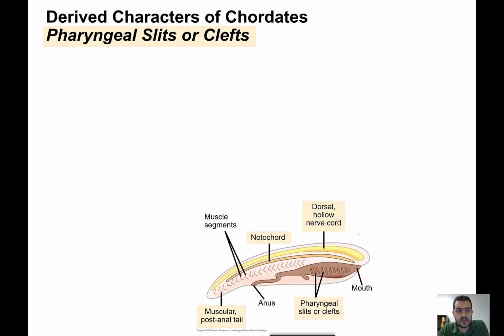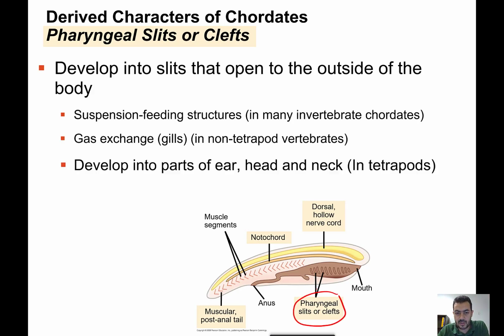The third characteristic is the presence of pharyngeal slits or clefts. We are talking about these slits or clefts, and they open to the outside of the body. As we said, they connect between the mouth and the anus. They are part of the digestive tube, and these pharyngeal slits provide an opening from the digestive tube to the outside of the body. There are three possible roles for the pharyngeal slits or clefts depending on the organism.